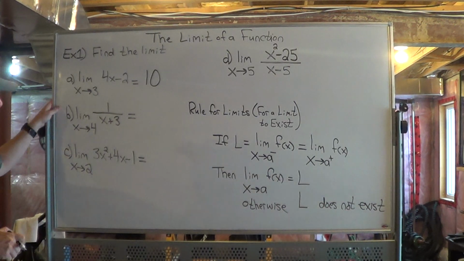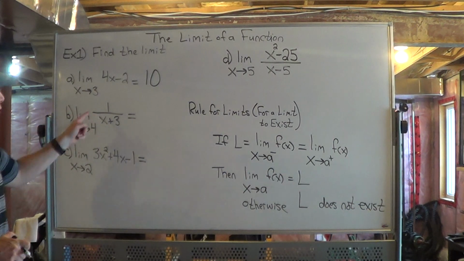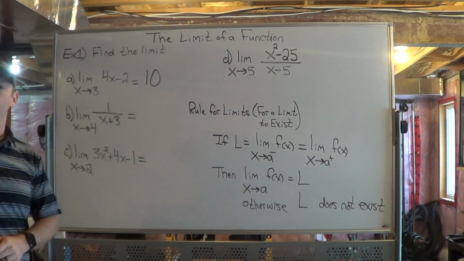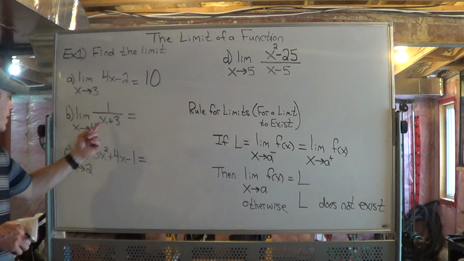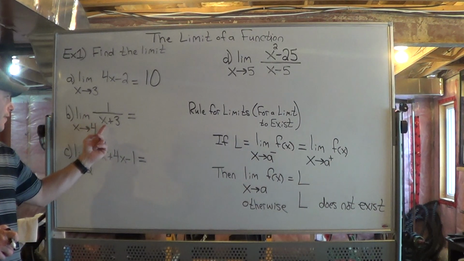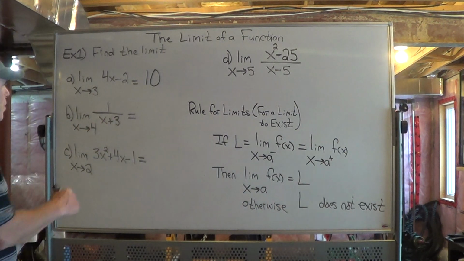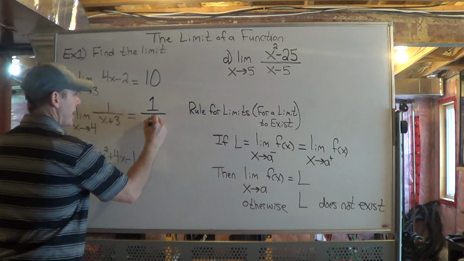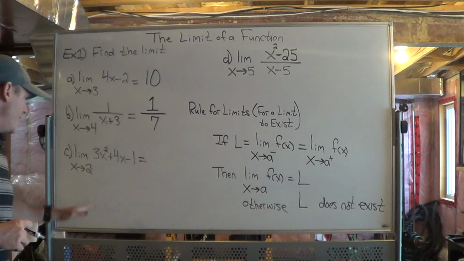Now to b, where I'm looking at the limit of the function 1 over x plus 3, and I want to know what happens as x approaches 4. Well, this time I do have a denominator, but when I substitute in a 4, there's no issue. 4 plus 3 is 7, I can divide by 7, and so I can substitute that in and I get 1/7.